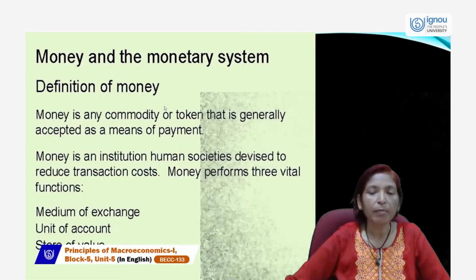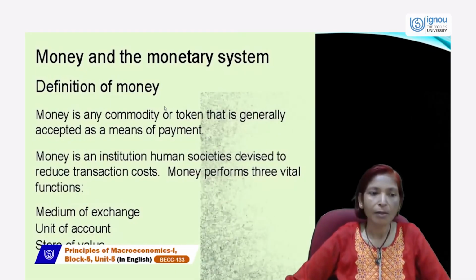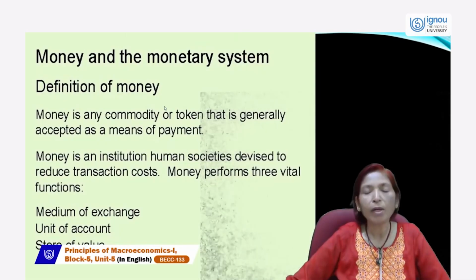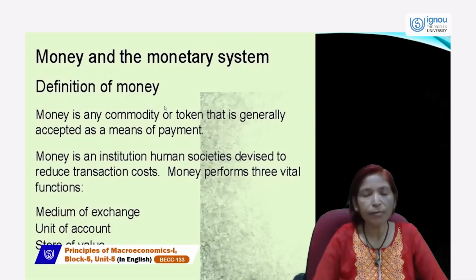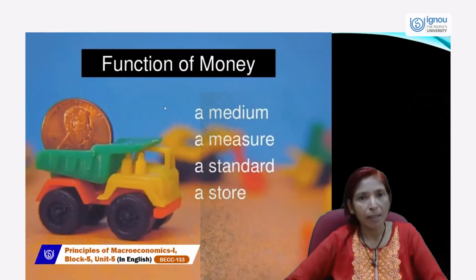But money can be easily storable and it will not be damaged by these insects or pests. So money plays an important role and money performs three vital functions, which are medium of exchange, unit of account and store of value. Now next is functions of money.